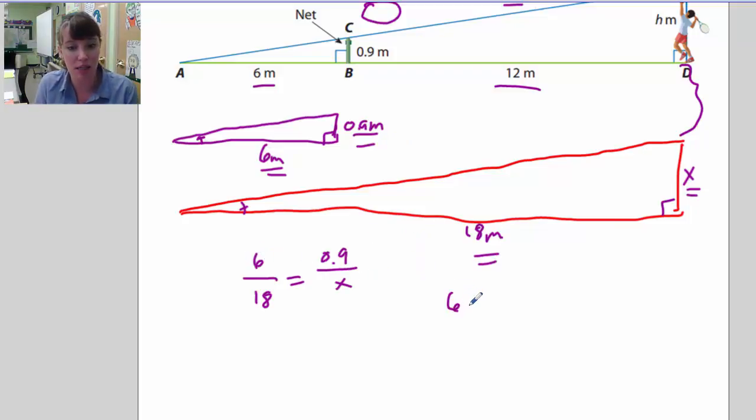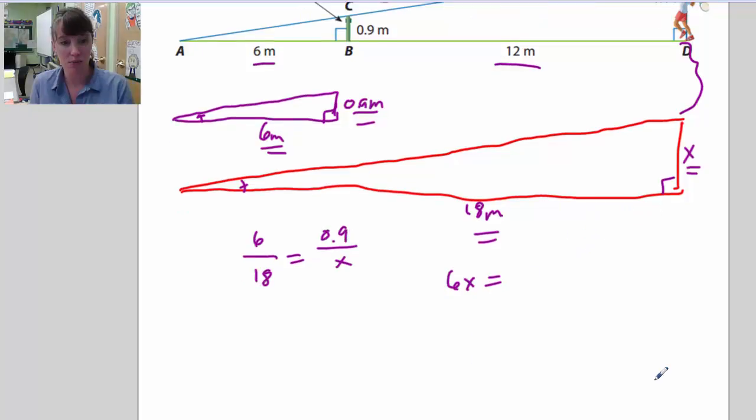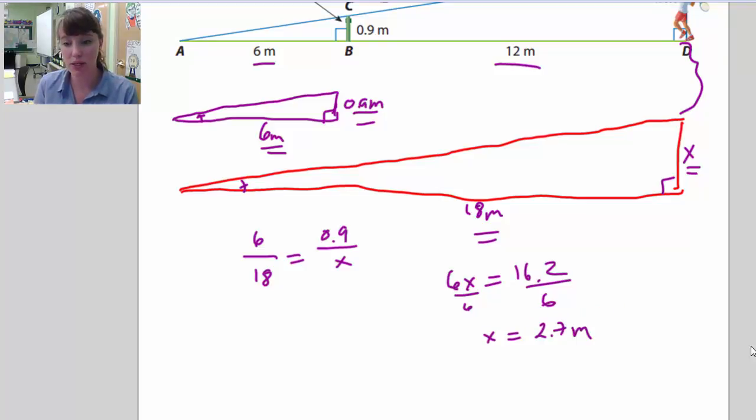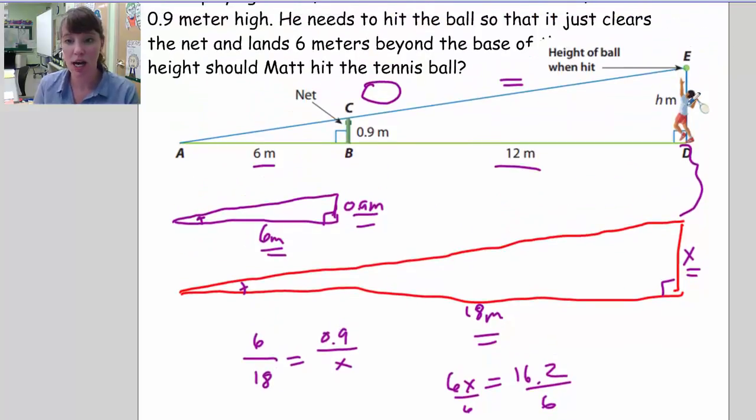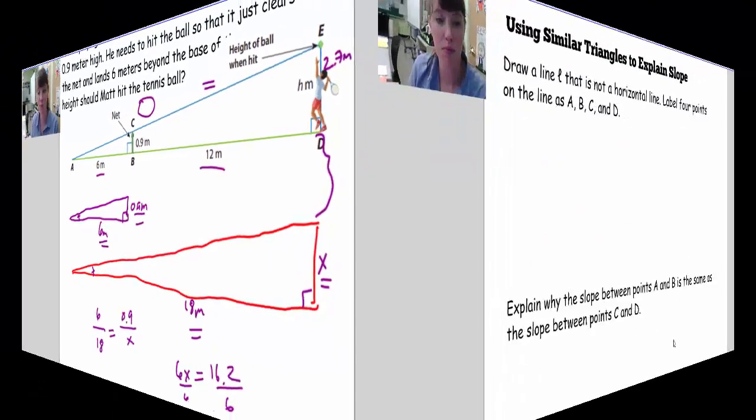6 times x is 6x. 0.9 times 18 is 16.2. Okay, and if I divide each side by 6, I would get x is equal to 2.7. Right? And so that would be 2.7 meters. So we determine the height that he needs to hit it at by using similar triangles. This would be 2.7 meters. So he has to hit it at 2.7 meters above here.